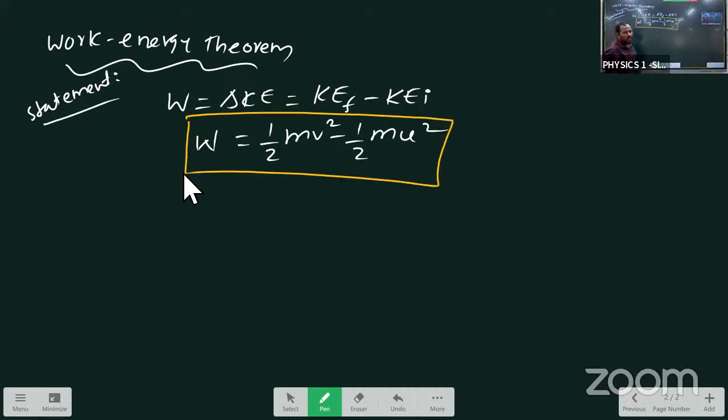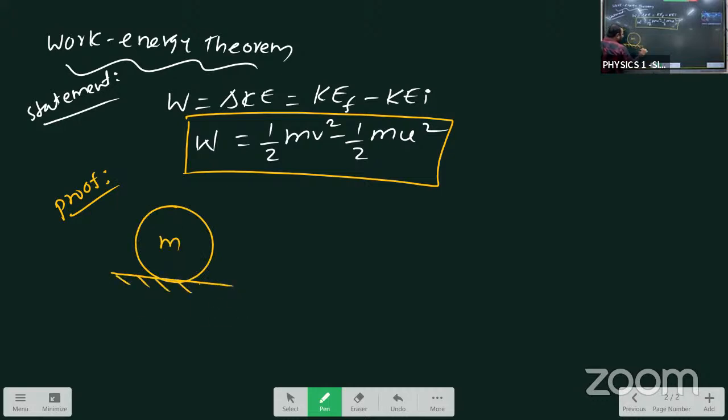Now I want the proof that work done by a force always equals the change in kinetic energy, half mv square minus half mu square. For this, the proof. Now I am giving the proof, explanation of the proof. Work equals half mv square minus half mu square. I am giving some diagrammatical explanation. Just consider one body of mass m. M is the mass of the body.